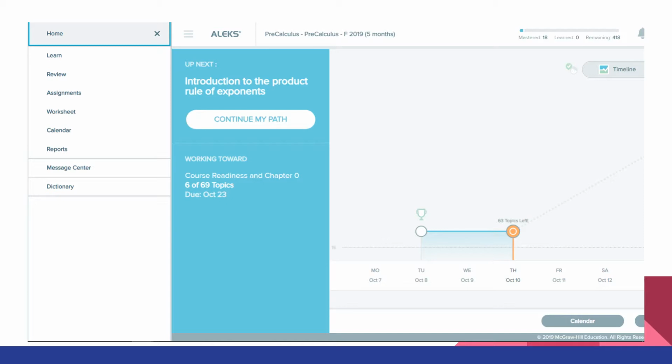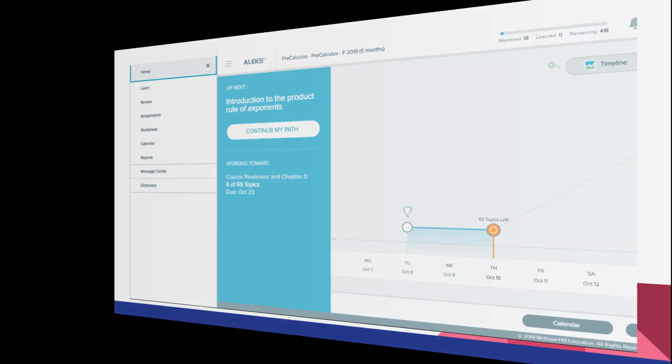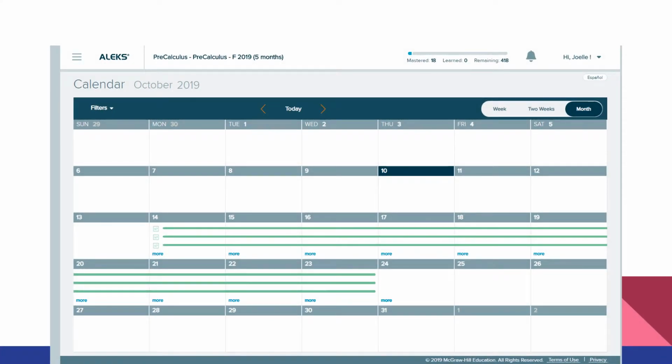Now, under calendar, this is where you can see when the homeworks are due and when they're opening. So opening the calendar here, I can see on the 14th I'm going to have homework assignments start being available. Now, if I had gone to week, you could see which homeworks were there. And by the end of chapter 0, we should be finishing by the 23rd, so all the homeworks are due then.